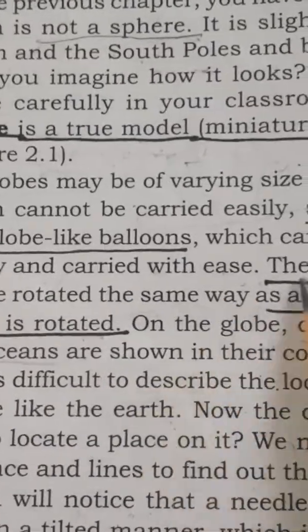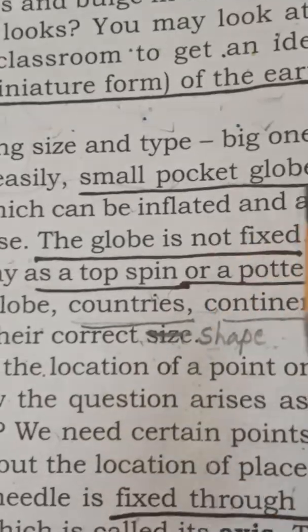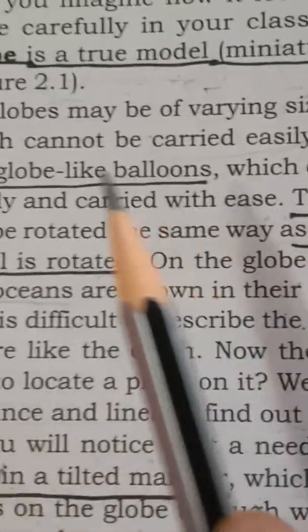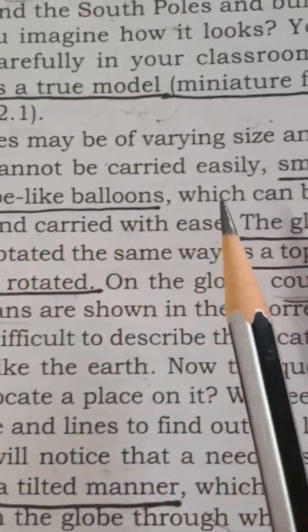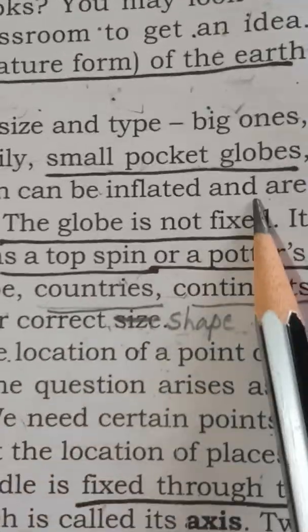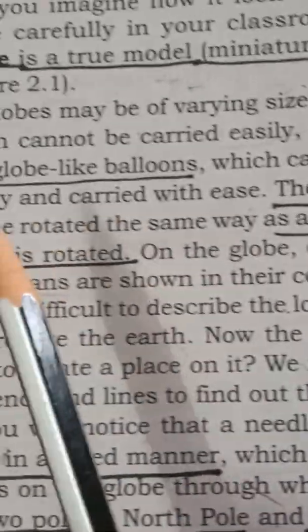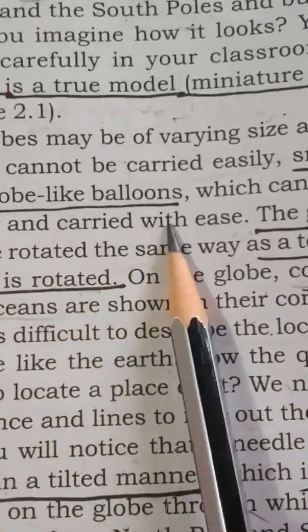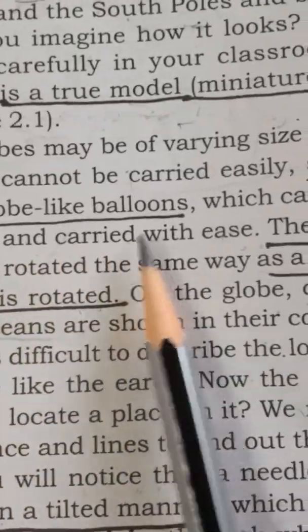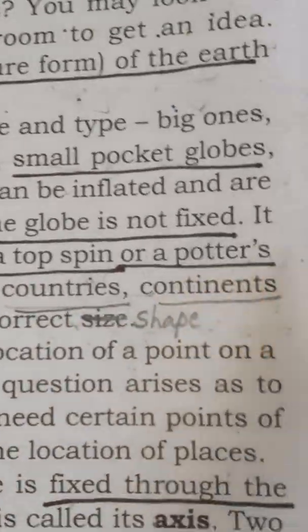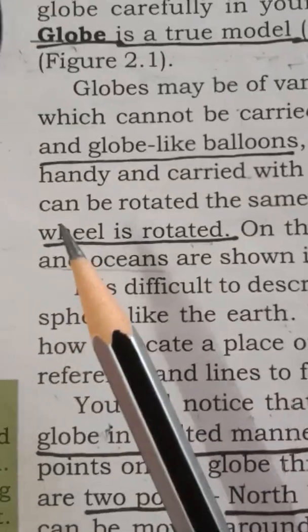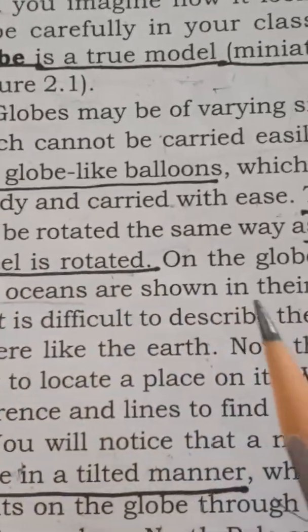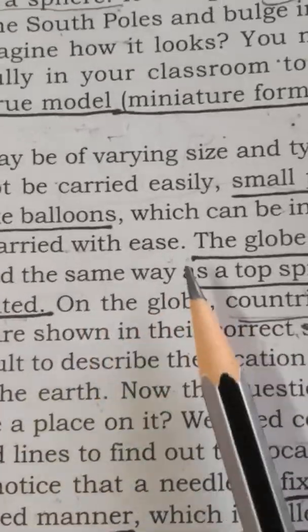Now the globes are of varying sizes and types. Big ones are there, very big ones which are difficult to carry. Then small globes, pocket globes, are there. Then there are balloons which are like globes. You can easily inflate them anytime and study them like a globe. Like this, there are many types of globes.